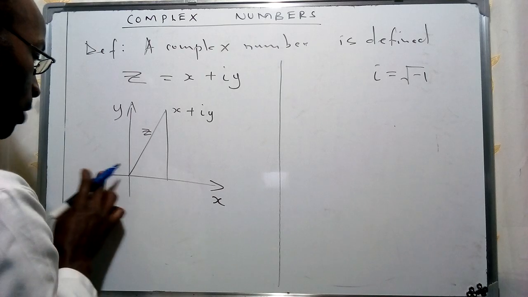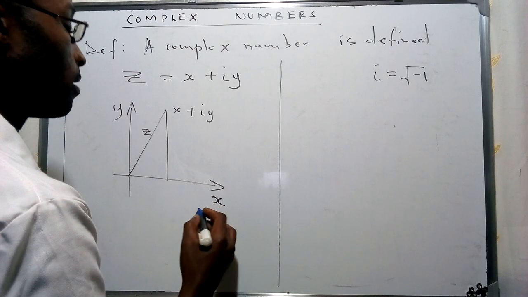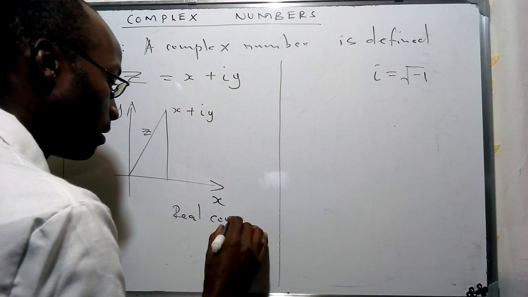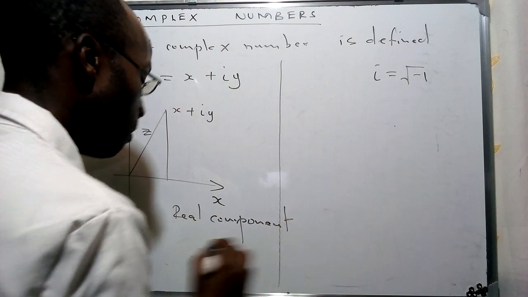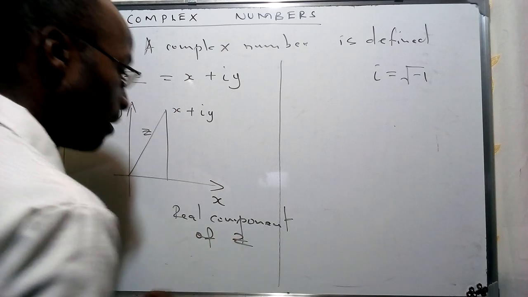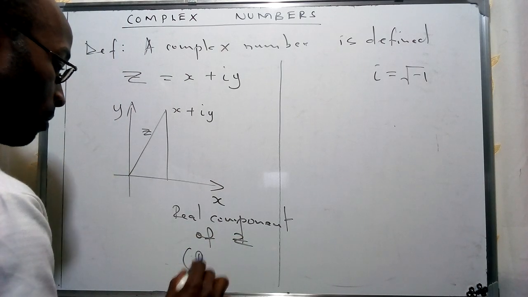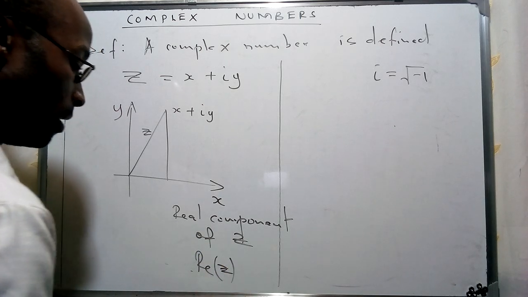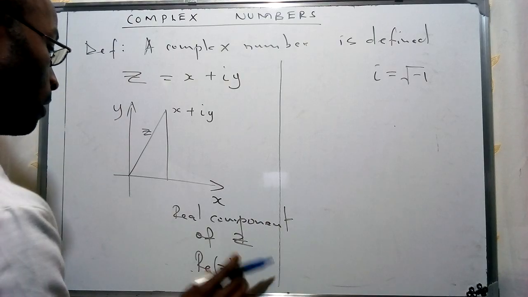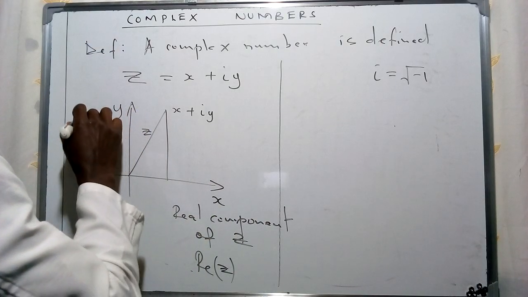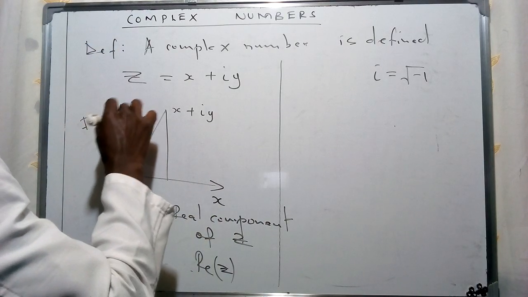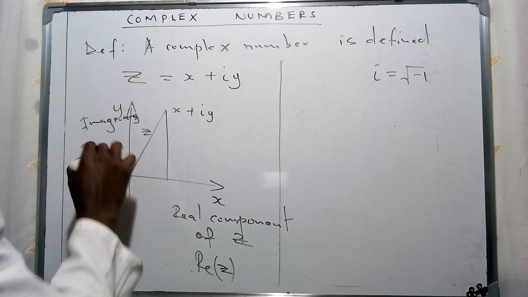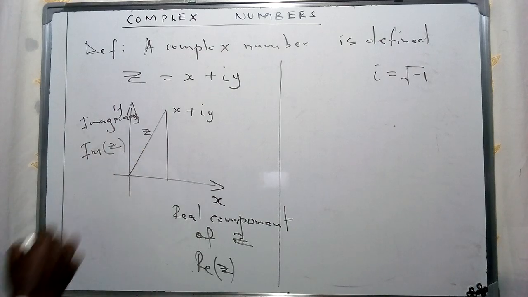But we have special names for the x component, which is going to be referred to as the real component. So this forms the real component of the phasor z, and this can be abbreviated as Re of z. And the imaginary part is going to be abbreviated using Im of z, given as such.